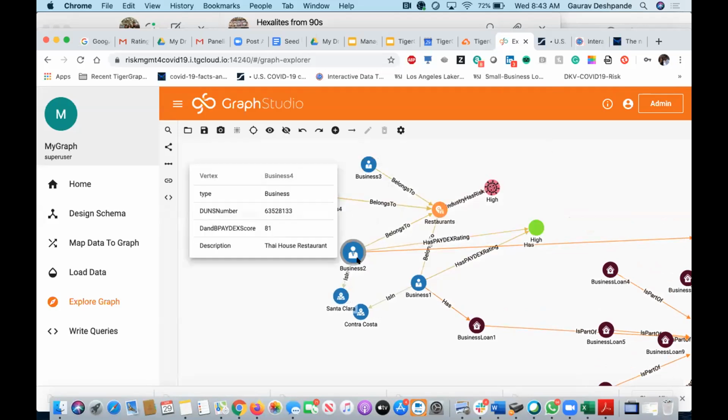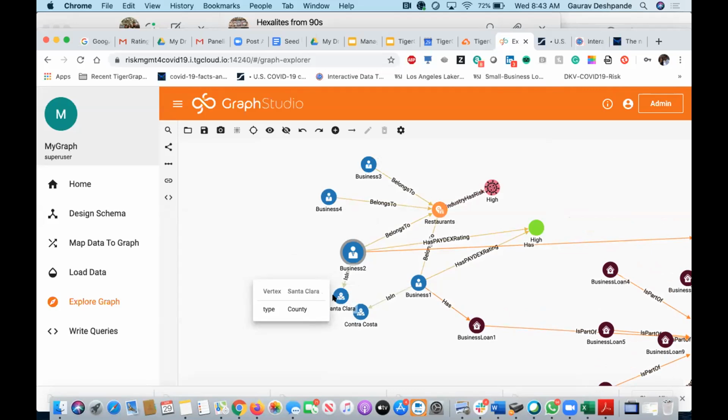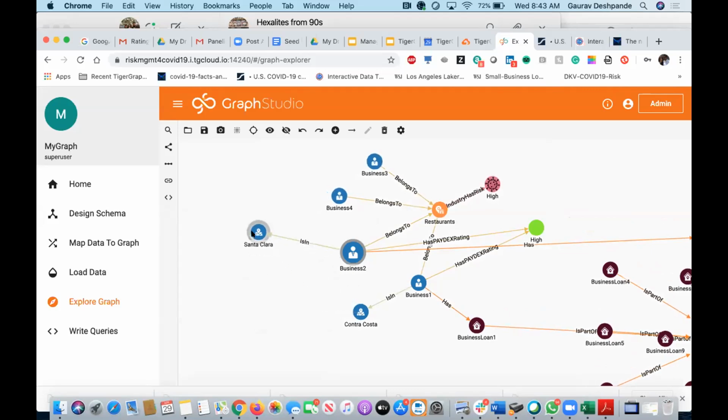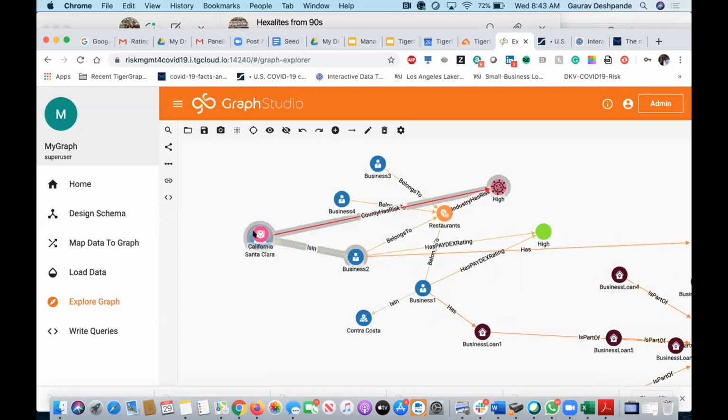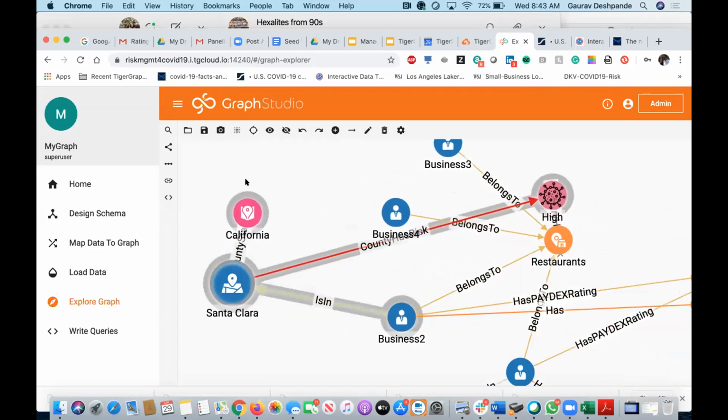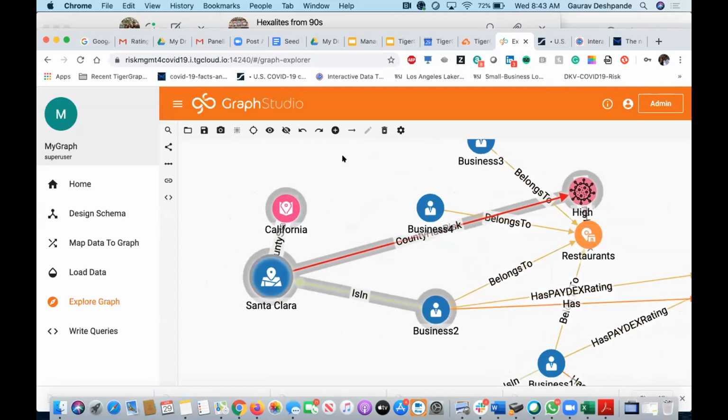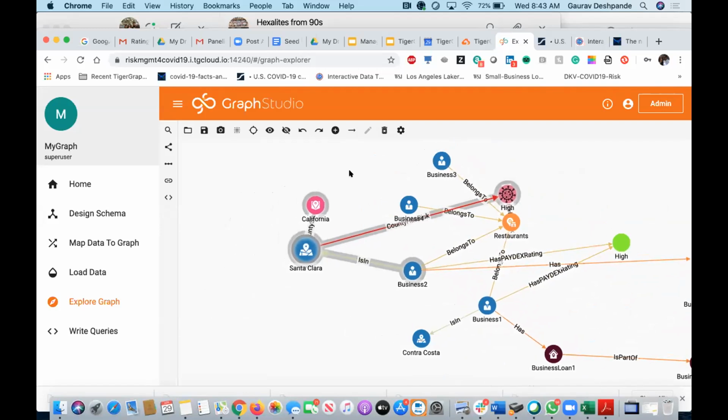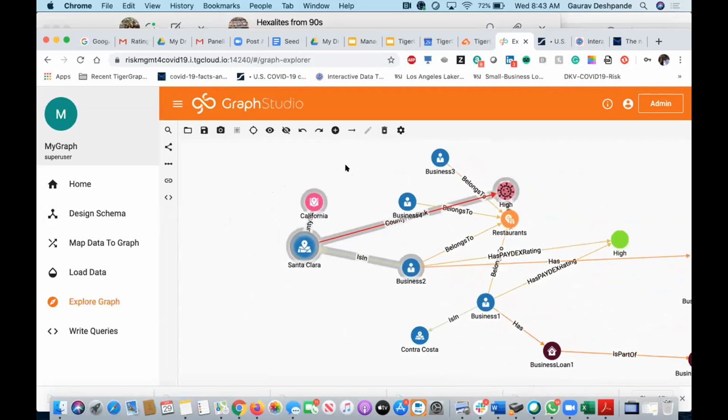As I start to drill down more and more, for example, into this particular business 2, which is in Santa Clara County, if I double-click on this county, I realize that, oh my God, this county is also a high-risk county within California for COVID-19. So as I start to look at this, a different risk picture emerges than the one that was shown just by this static rating of Paydex, which is looking back.